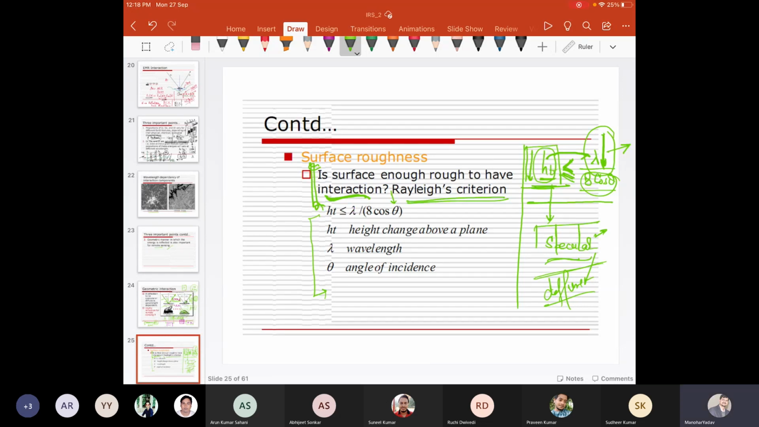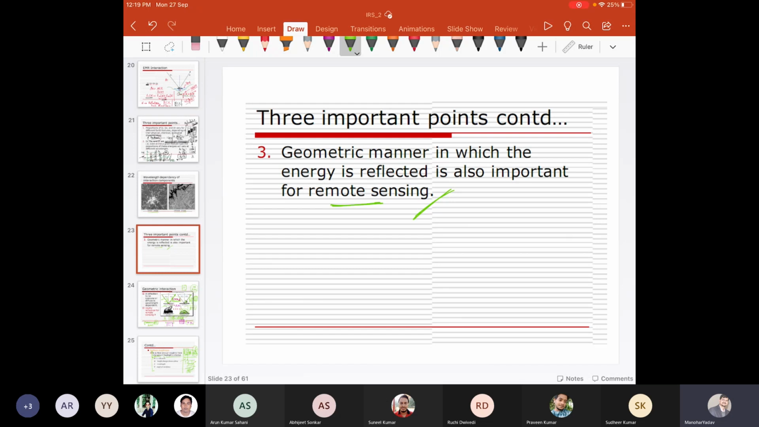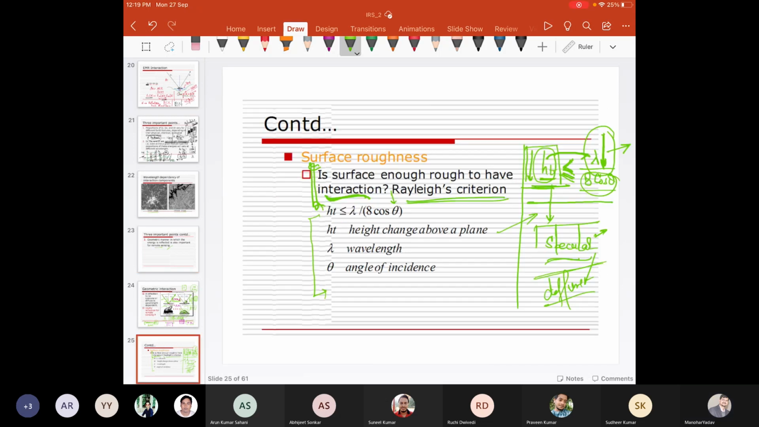So while considering the design of sensors, we also consider this part. There are 3 important points. The first two talk about the variation of different compositions of energy with respect to wavelength. And the third point is the geometrical manner in which energy is reflected back.